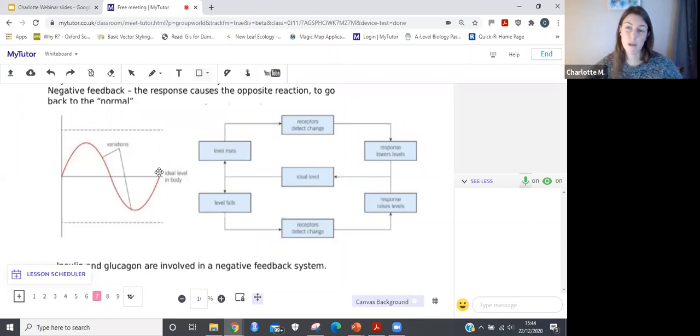So negative feedback is a phrase that's used to describe a system that keeps trying to move things back to normal. You've got this ideal level in this diagram here. If the level rises or falls, then that change is detected and the response is to move it back towards normal. That's like the pancreas detecting blood glucose levels and then releasing insulin or glucagon as needed to take that blood glucose level back to normal.